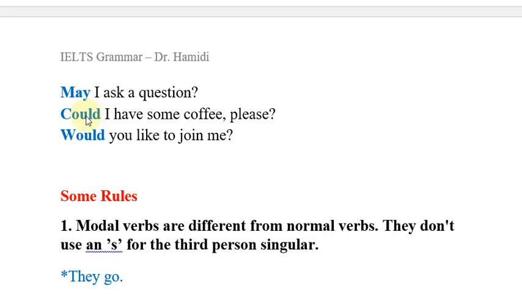Could I have some coffee, please? You're politely asking for coffee. Indirectly asking for coffee. Would you like to join me? Again, this is in a question format. You're asking for the possibility if that person, he or she, would like to join you.